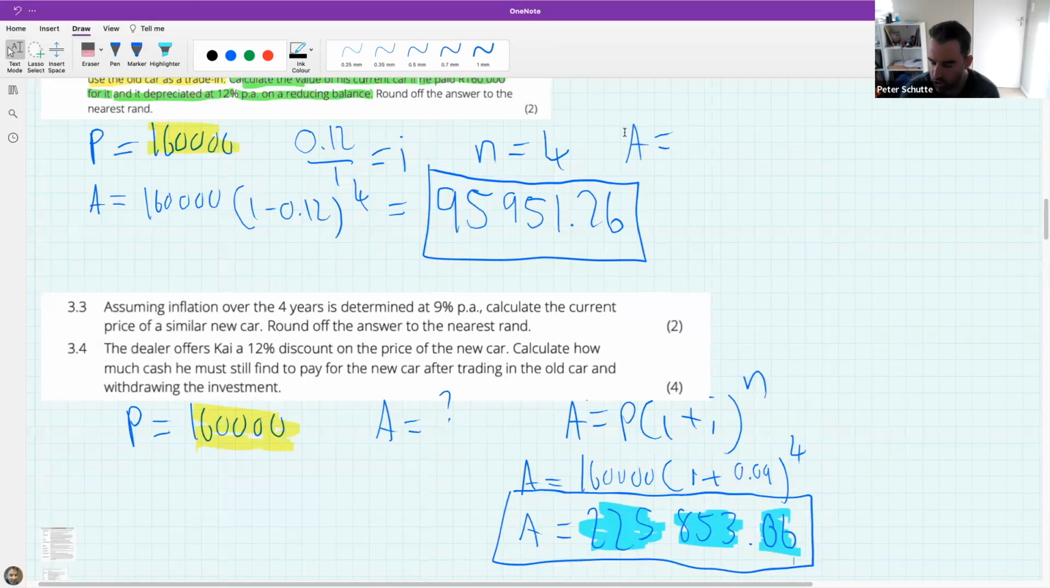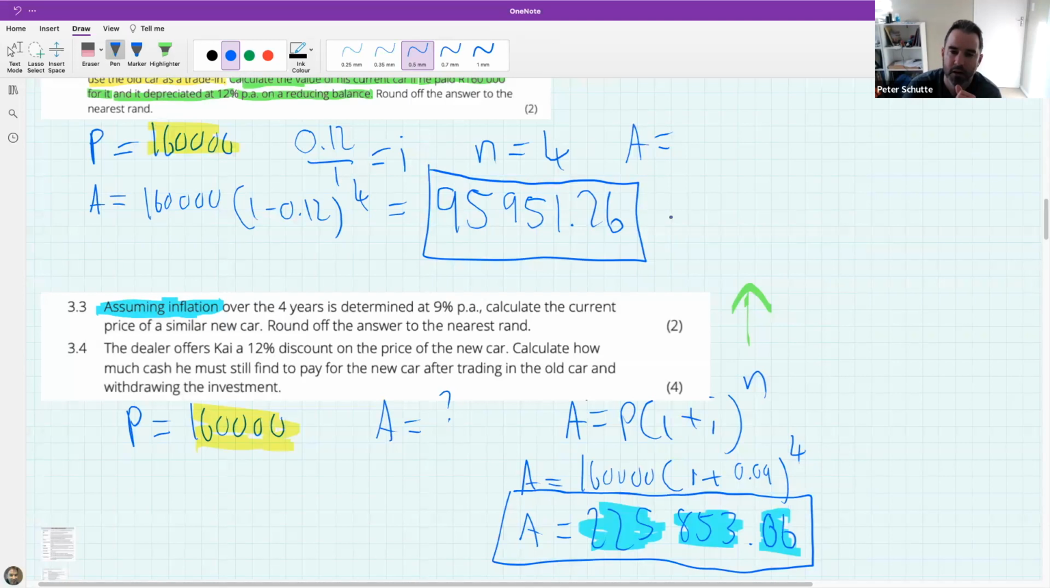Okay. It's got to do with the word. Thank you for your question, Keisha. It's got to do with this word, assuming inflation. When they use the word inflation, you may have heard people complaining recently about food prices going up. Inflation is pushing food prices up. So when they use the word inflation, it means that we don't use the depreciation formula. We use the compound growth formula because things are going up, not down. Does that make sense, Keisha? That the word is different, so we're using a slightly different idea.